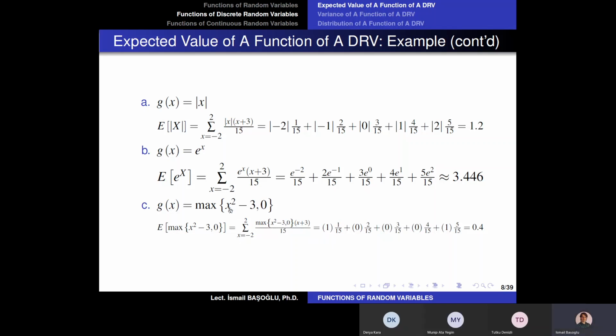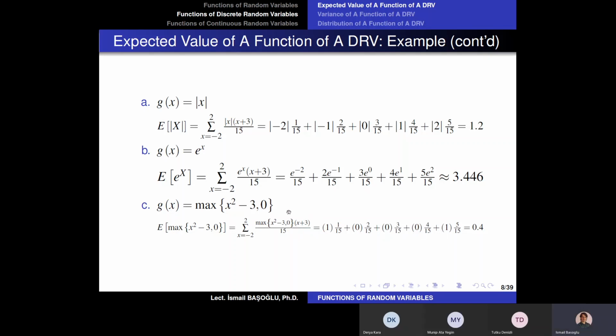When x is equal to minus 1, check that out. X squared will be 1, 1 minus 3 will be minus 2, and the maximum of minus 2 and 0 will be 0. So it is going to be 0 for this case. When x is equal to 0, again, 0 minus 3 will be minus 3, and the maximum of minus 3 and 0 will be 0. When x is equal to 1, again, we are going to get 0. But when x is equal to 2, the last value, again the maximum of 1 and 0 will be 1.